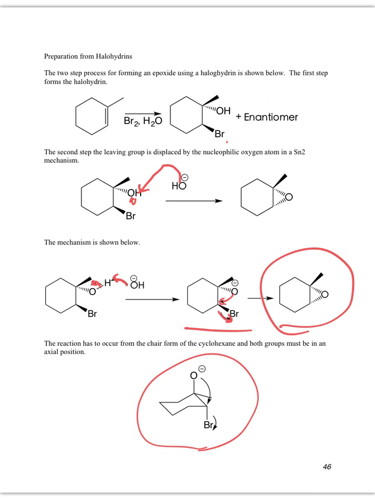Okay, just like we learned back in Org 1 in the chapter, the nucleophile, to do anything on the cyclohexane, the leaving group has to be axial in position so that we can do something to the atom next to it.